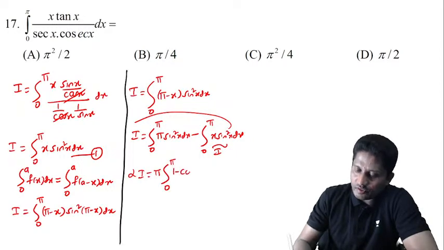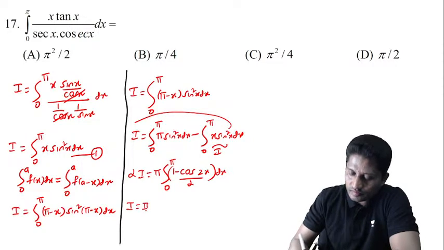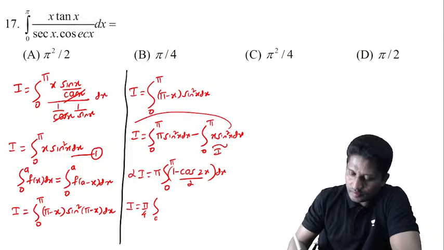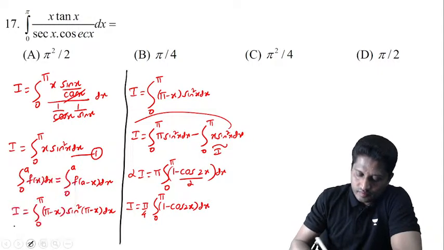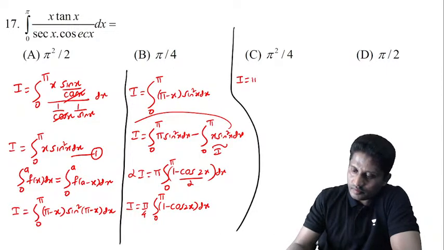Sine square x is 1 minus cos 2x by 2. So I is equal to pi by 2, integration 0 to pi, and pi by 4, right? 2 comes here, so this is pi by 4, 0 to pi, 1 minus cos 2x dx. Now I is equal to pi by 4 into a bracket. Integration of dx is x. Integration of cos 2x is sin 2x by 2. Between the limits 0 to pi.